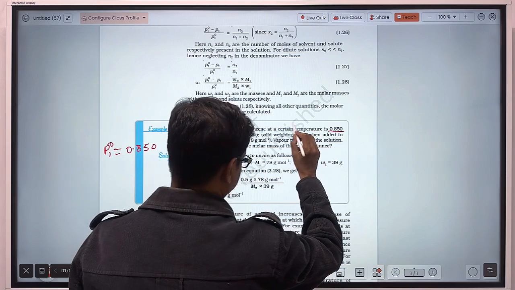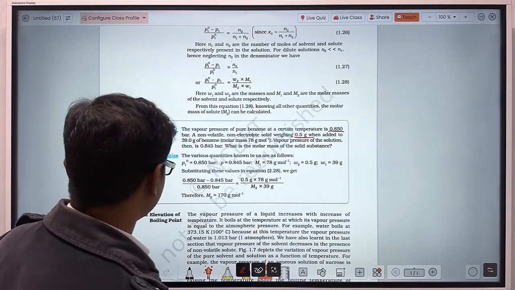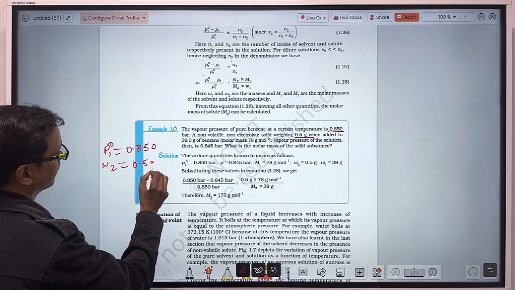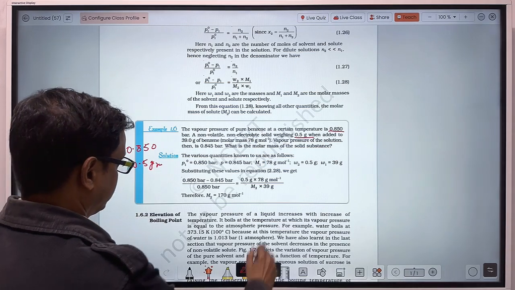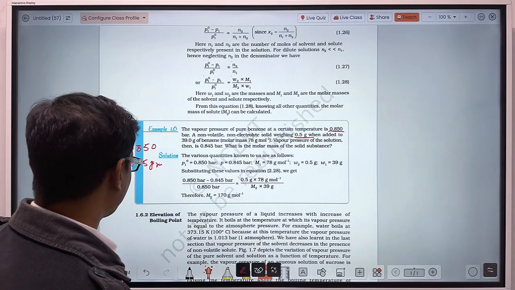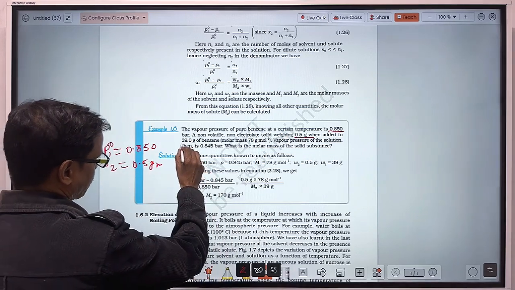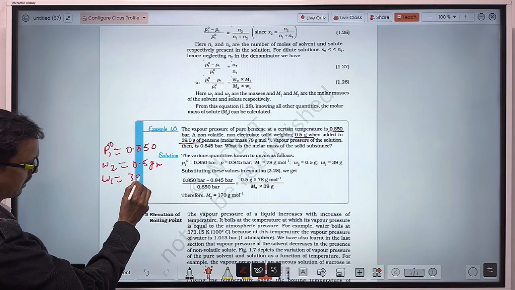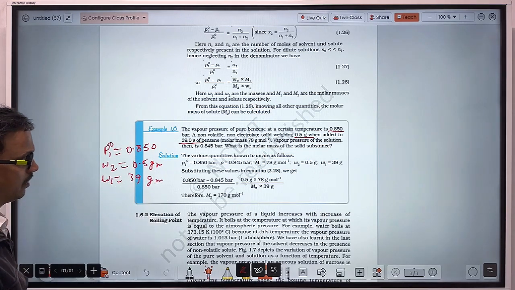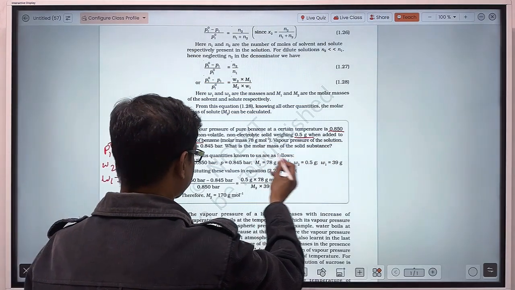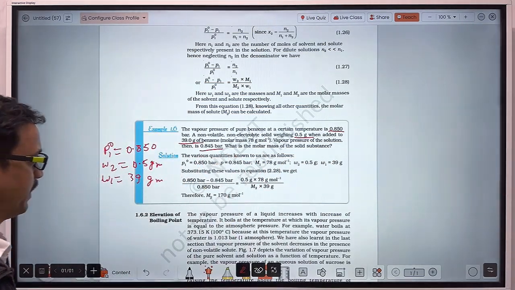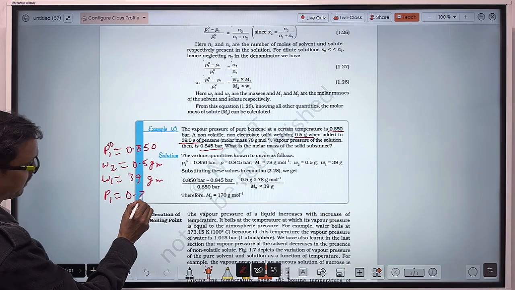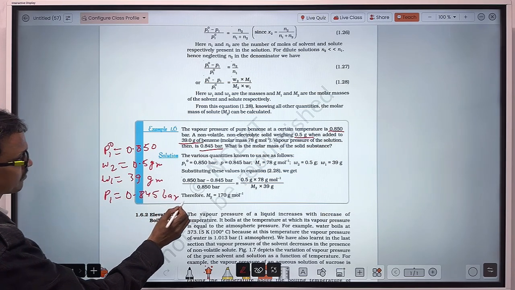Now 0.5 gram of the non-volatile solute is added there. So that means W2 is 0.5 gram. This 0.5 gram is the weight of solute, and the weight of solvent is 39 gram, so W1 equals 39 gram. The total vapor pressure has been given as 0.845, so P1 is given as 0.845 bar.